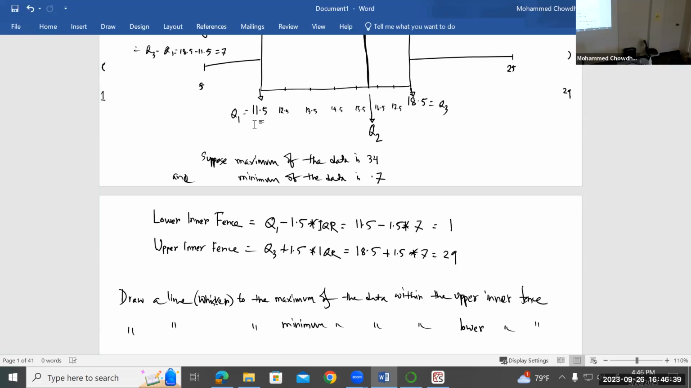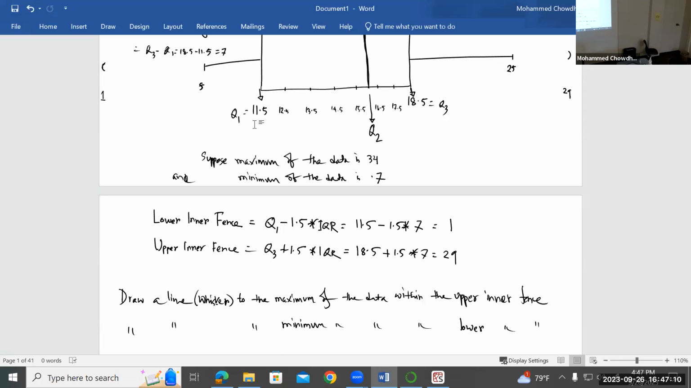People make mistakes: they start drawing up until the maximum. But if the minimum value is way smaller than the lower inner fence, you cannot take it in there. For example, our lower inner fence is equal to 1, but in the data the minimum is 0.7. Then they may say, well, take it to the minimum. No, that is the lower inner fence. You cannot go outside of that.